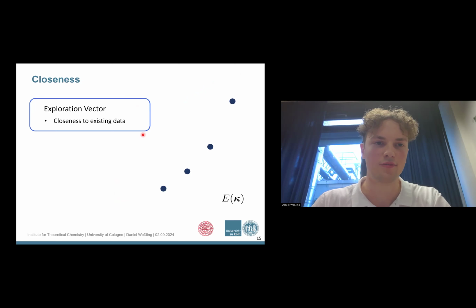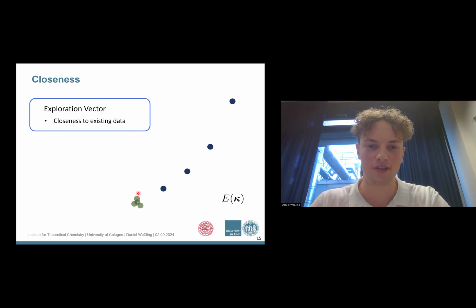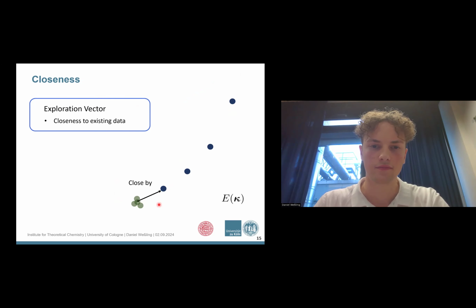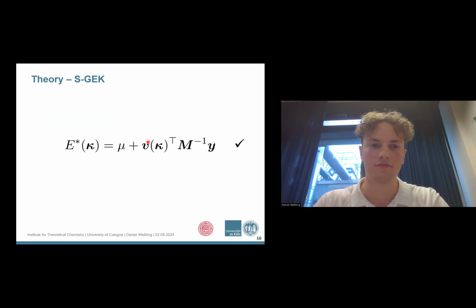So to make sure you understand this closeness, if we now want to explore this model, we would have a new point which we want to get. And with this vector, we make sure that energies that are far away have a low contribution to this new energy, and points that are close by have a higher influence on this energy. So with that, I explained this gradient enhanced Kriging equation.